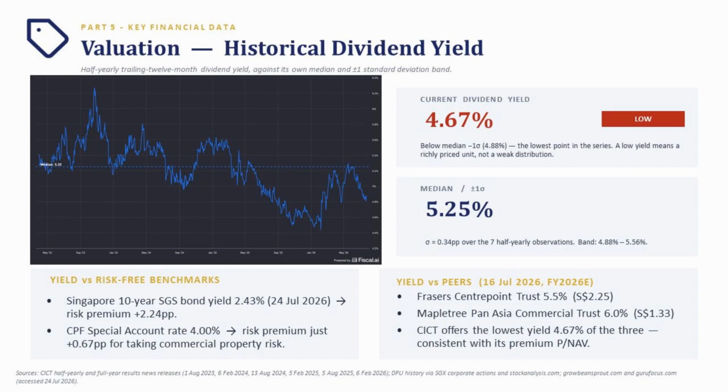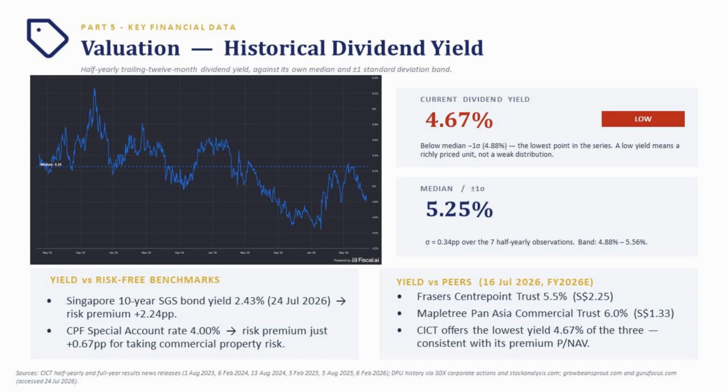Subtracting the 4.00% special account rate from the 4.67% dividend yield results in a risk premium of precisely positive 2.67 percentage points, or 67 basis points. Just 67 basis points. Exactly. That differential strictly quantifies the exact premium an investor is currently accepting to take on the equity, liquidity, and operational risks of commercial real estate over a guaranteed government-backed rate. What else is the market pricing in to accept such a compressed return?